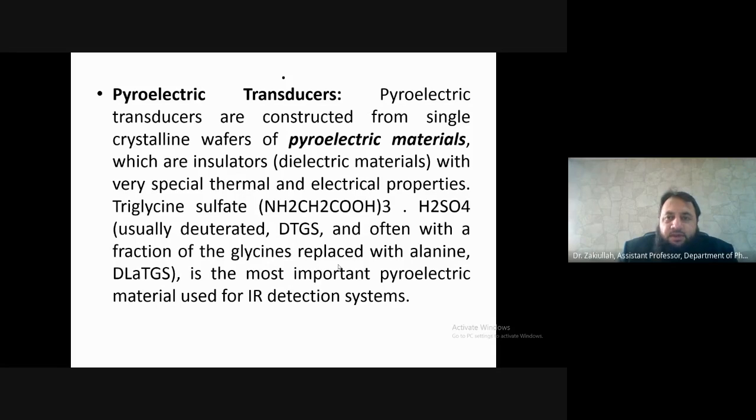One of the commonly used materials is triglycine sulfate. Many times the hydrogen is replaced with deuterium. So that is usually deuterated triglycine sulfate, and often with a fraction of glycine replaced with alanine. So DLA-TGS. All these are actually to improve the property of the material. So these are the most important pyroelectric materials used for the IR detection system.